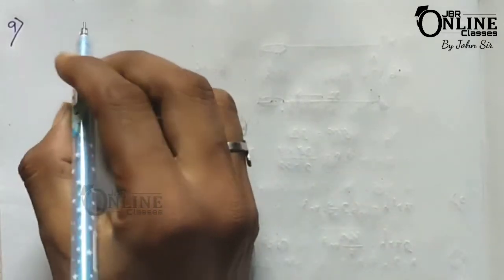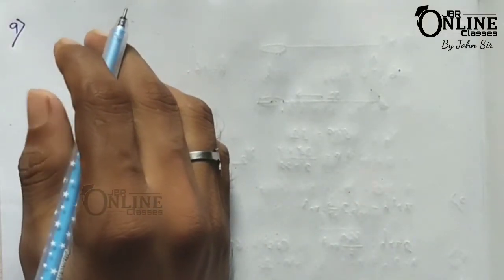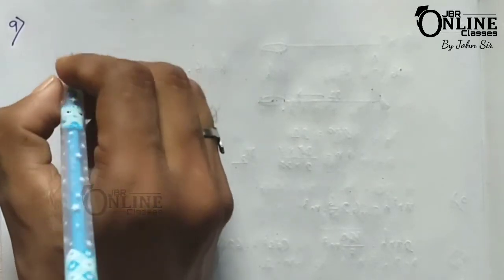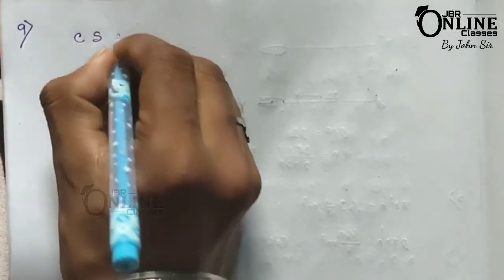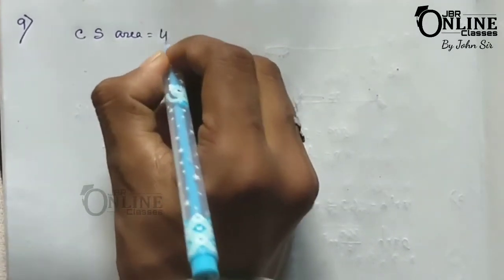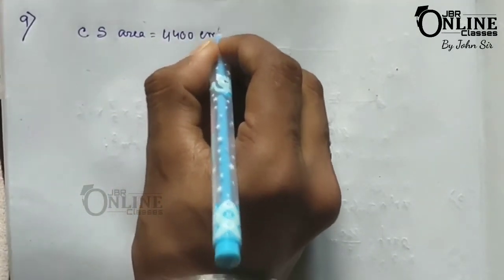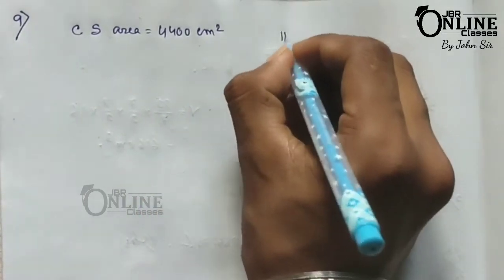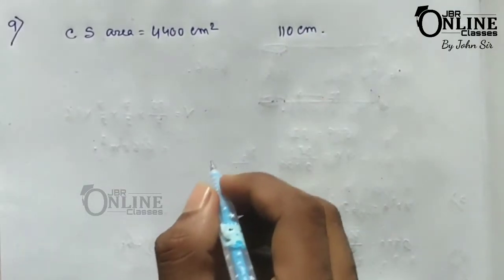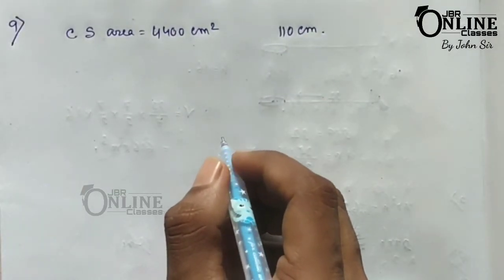Here sum number 9. In sum number 9, the area of the curved surface of a cylinder equals 4400 centimeter square. So the curved surface area equals 4400 centimeter square, it's given, and the circumference of its base equals 110 centimeter. So find the height of the cylinder and also find the volume of the cylinder.